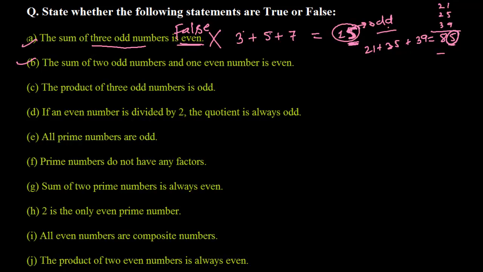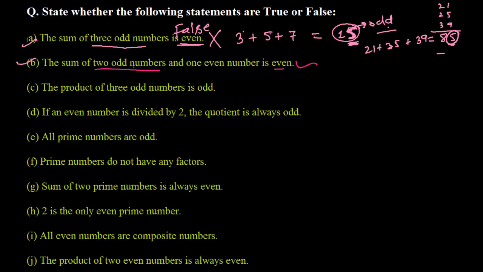Now let's do the second one. The second one is: the sum of two odd numbers and one even number is even. Let's check it out. The sum of two odd numbers, we already discussed, is an even number, right? In the previous video we have done that. And an even number plus an even number will be even. So that's true, but I'm going to do it.